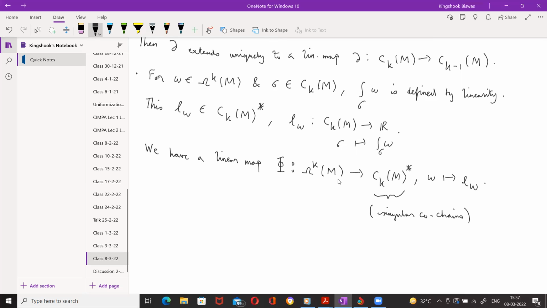So I just want to say that this linear map phi is injective. In other words, any k form is determined uniquely by its integrals over all k chains. So in fact, by its integrals over all k cubes, because the k cubes are the basis of the k chains. So you just need to look at integrals over k cubes. So let's just do this little calculation.